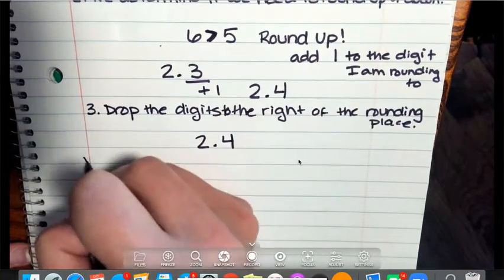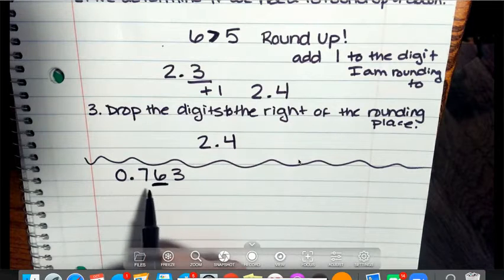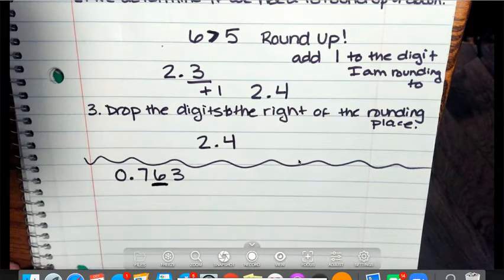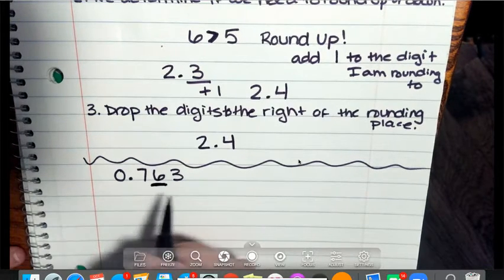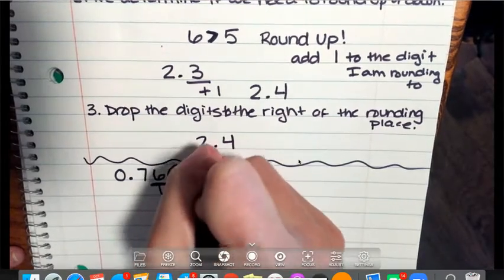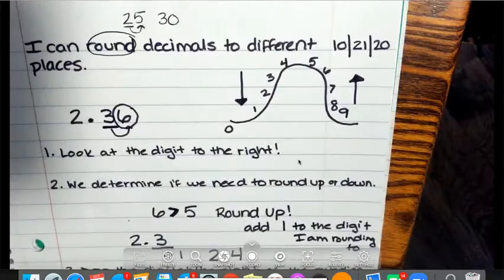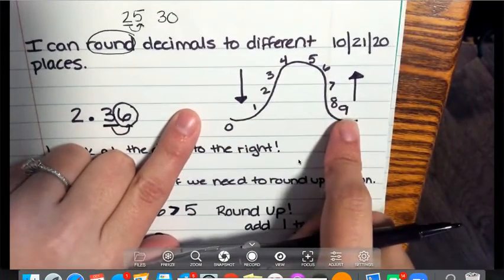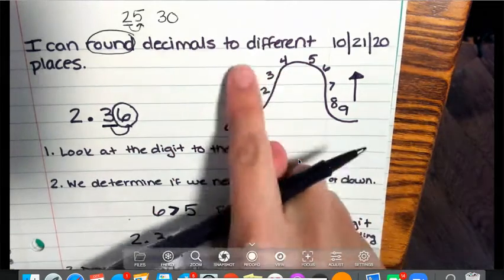So here's our first one that we're practicing. 0 and 763 thousandths. This underline means that that's the place I'm rounding to. So I'm rounding to the hundredth place, which means I'm going to look next door at my 3. My 3 is going to tell me whether I'm rounding up or rounding down. You can refer back to your rounding hill, mountain. Where is my 3? Well, my 3 is on this side, which means I'm rounding down.